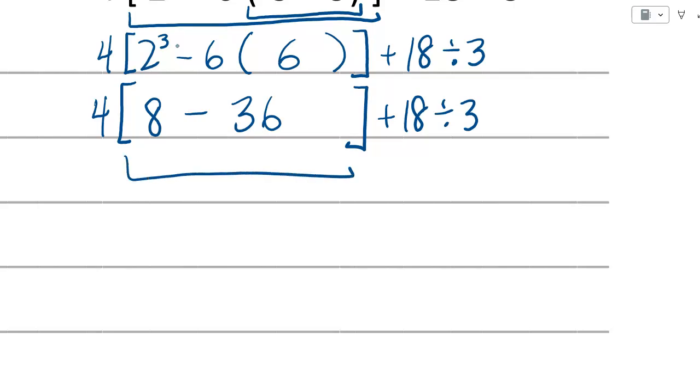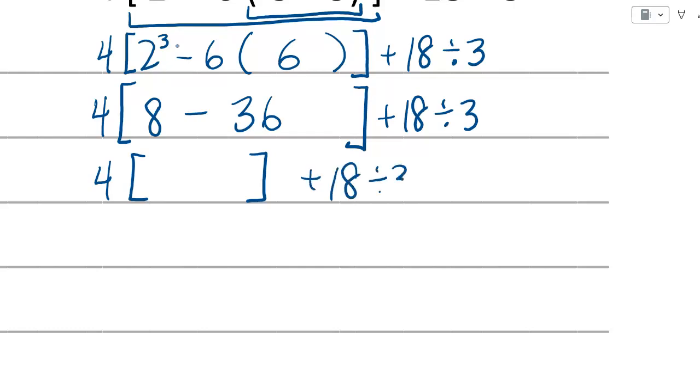So I'm going to finish up the brackets right here, but I'm also going to do the division because I know that comes before the plus sign. That's something you can do. Change my mind, I'm actually not going to do that. I'm going to do one step at a time here. So 4 in the brackets. 8 minus 36. So watch out for your integer rules here. 8 minus 36 is negative 28.